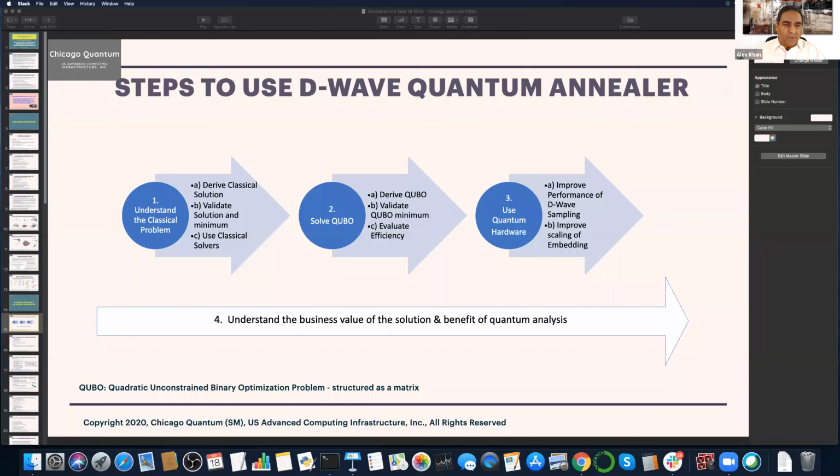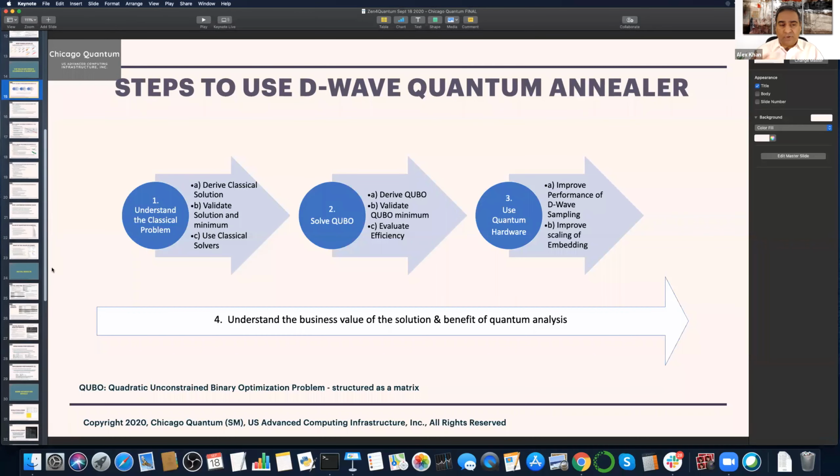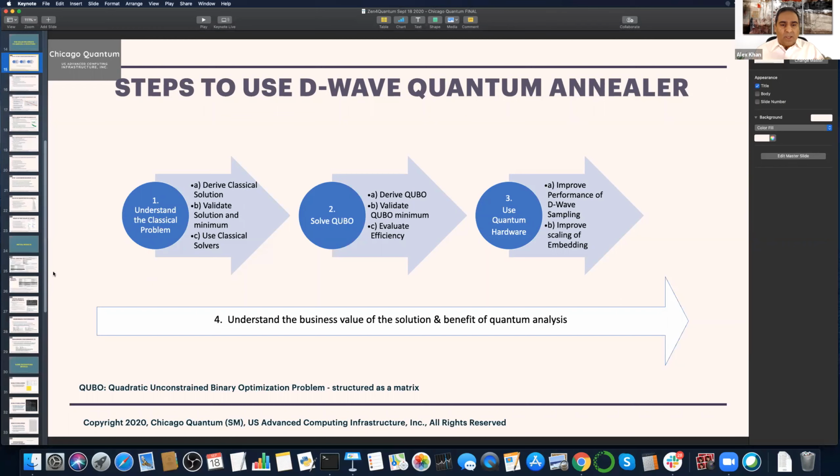In my discussion, we're going to talk about a lot of different variables that you have to think about, and it is really up to you to determine whether you are getting a quantum advantage. But we're going to talk about the steps that one should take to actually solve these kinds of problems. At a high level, you should understand your problem classically.